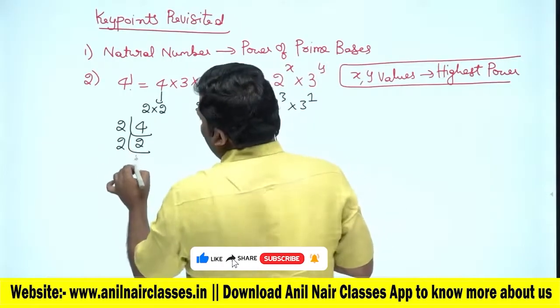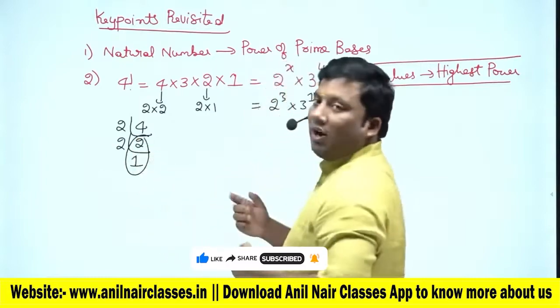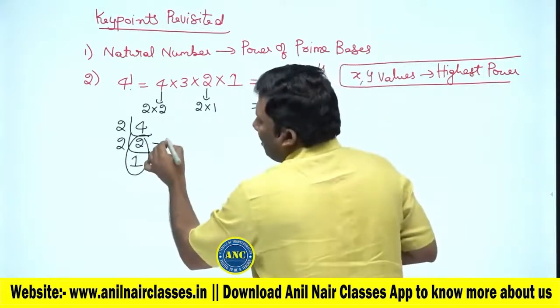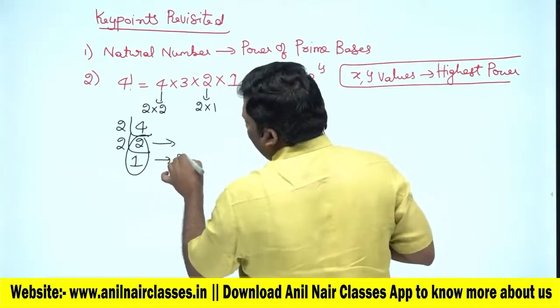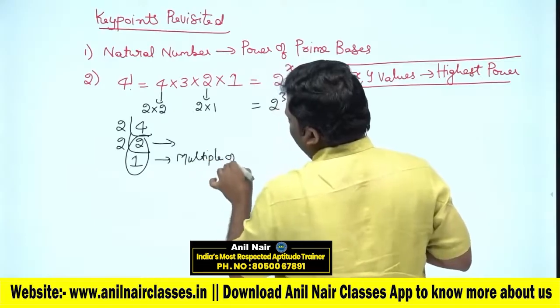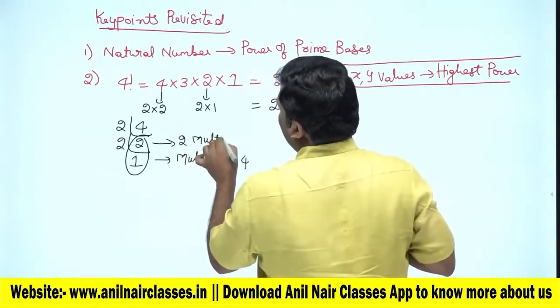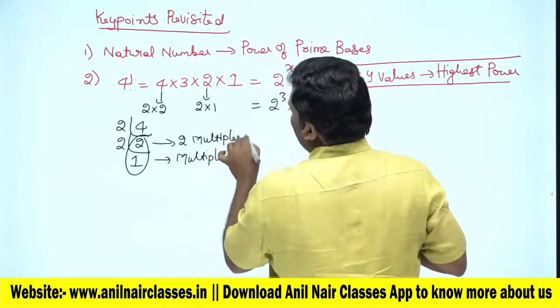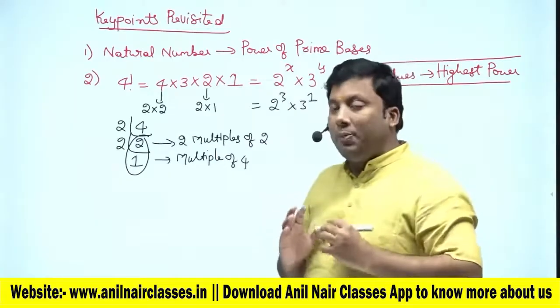Again divide: 2 ones are 2, 2 ones are 2. So what is 2 plus 1? 3. What is this 2? It says that there are 2 multiples of 2. It is 1 multiple of 4. Please write down in the same order. There are 2 multiples of 2 and there is 1 multiple of 4. I hope it is clear.